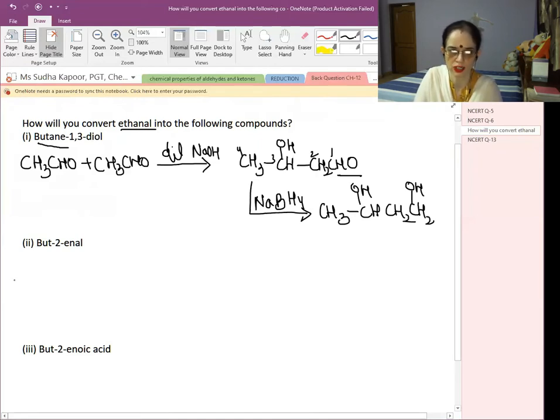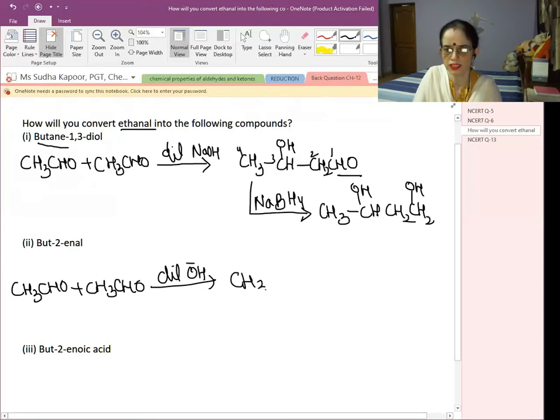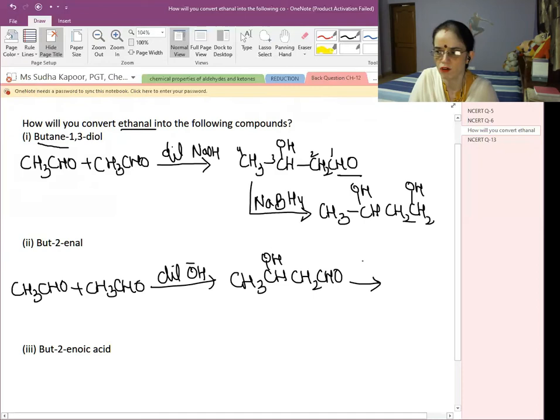Following the aldol condensation again, CH3CHO plus CH3CHO undergoing the aldol reaction, writing dilute NaOH or OH negative, followed with CH3, CHOH, CH2, CHO. This is the first step, that is the aldol. Now undergoing the condensation part, that is following heating over it, water is removed, and we will simply get CH3, CH double bond CH and CHO, that is but-2-enal.